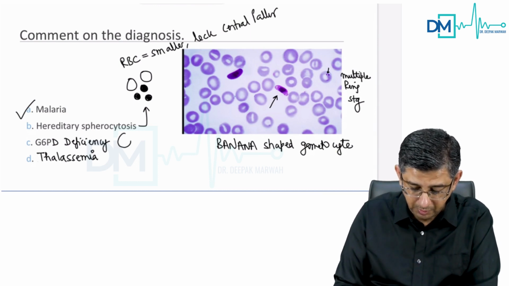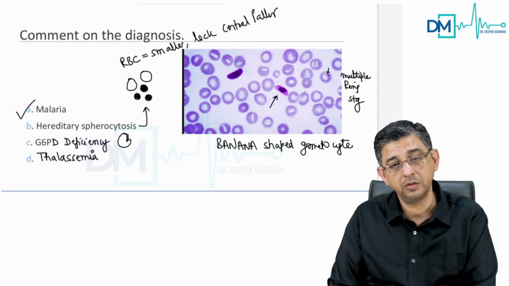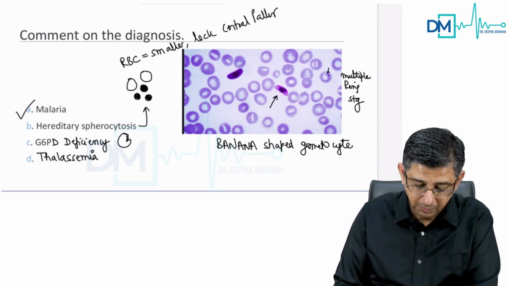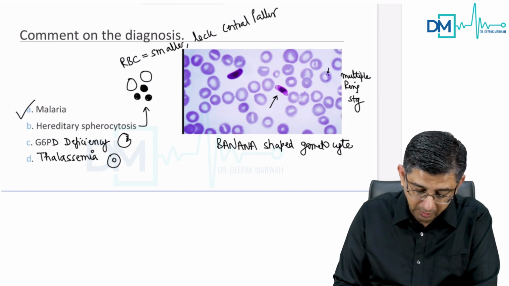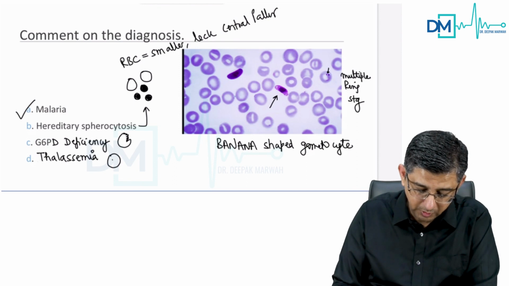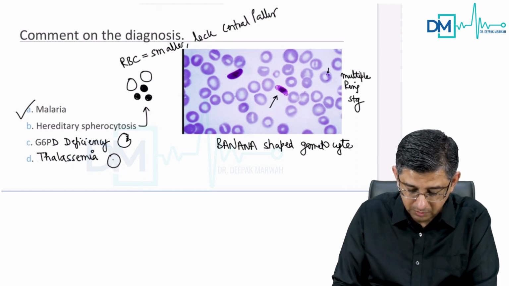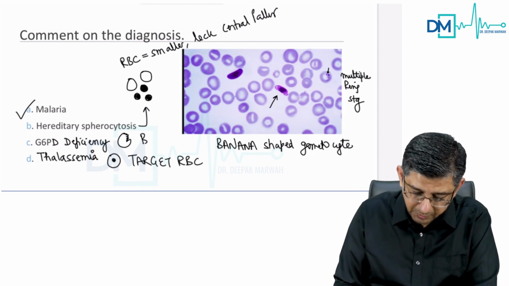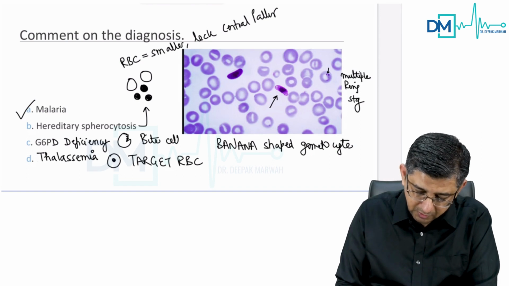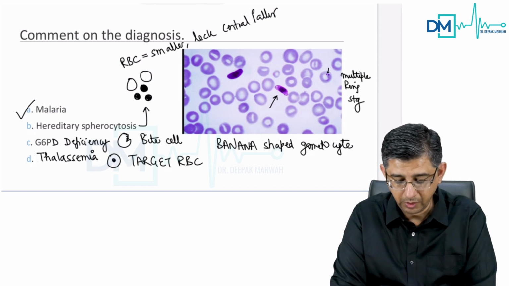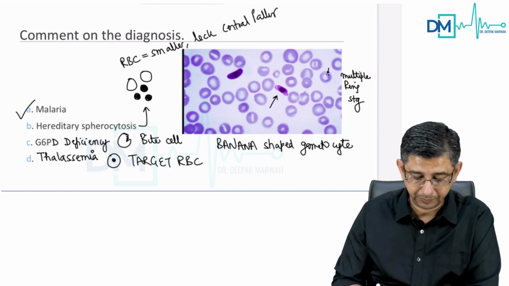G6PD deficiency will be having RBCs which have this appearance of what are called bite cells, like somebody's taken a bite into an apple. And thalassemia will be having RBCs that would have a target appearance. So target RBCs are not visualized in this case. I'll just sketch it just for the heck of it so that you can remember it. Target red blood cells for thalassemia, bite cells for G6PD deficiency. Spherocytes I've shown, they look smaller, they lack central pallor. So you can easily rule them out, and therefore the answer is A, malaria, for this question. Moving ahead.